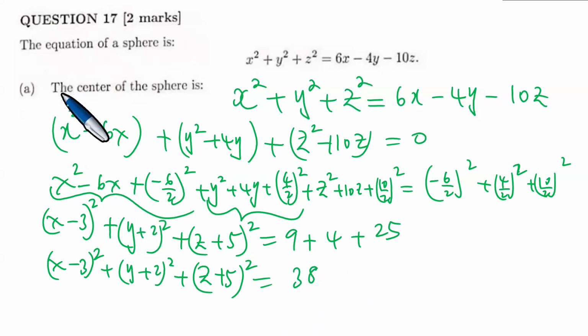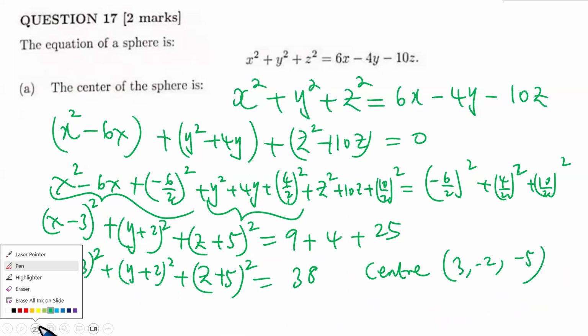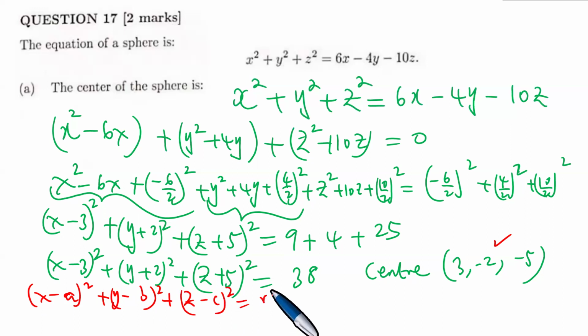Right, we have 38. What is the center? Right, we're able to see, therefore, that the center is 3, negative 2, negative 5. So to get the center, you're able to realize that we just take the opposites of this, because in general, the center of x minus a squared, y minus b squared, z minus c squared equals r squared is (a, b, c). So at this point, it's going to be 3, negative 2, negative 5.